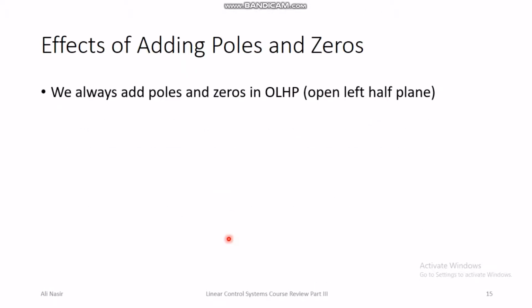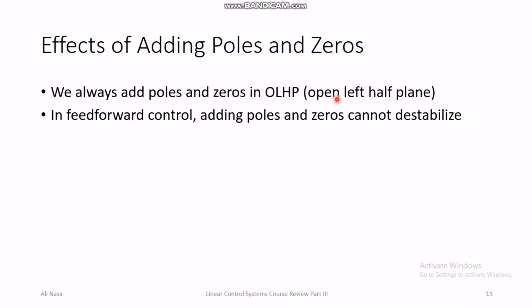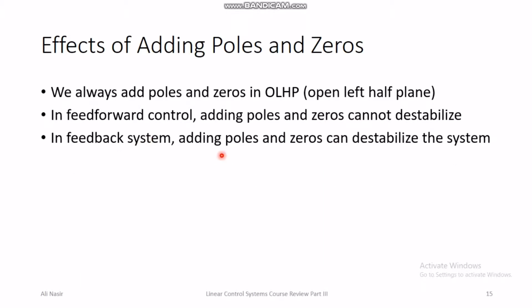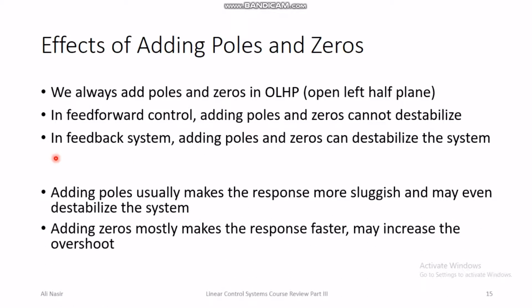We always add poles and zeros in the open left half plane, and in feed forward control, adding poles and zeros cannot destabilize the system, but in a feedback system, adding poles and zeros can actually destabilize the system. Adding poles usually makes the response more sluggish and may even destabilize the system, but adding zeros mostly makes the response faster and may increase the overshoot of the system. So these are the consequences of adding poles and zeros. We shall also look at these consequences by the end of this lecture when we have revised the root locus.